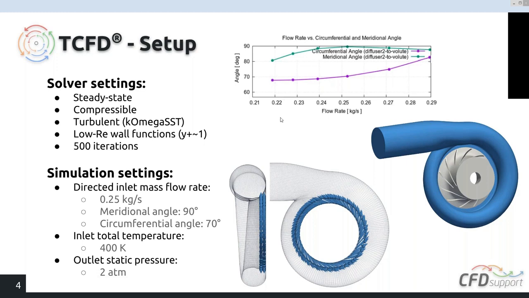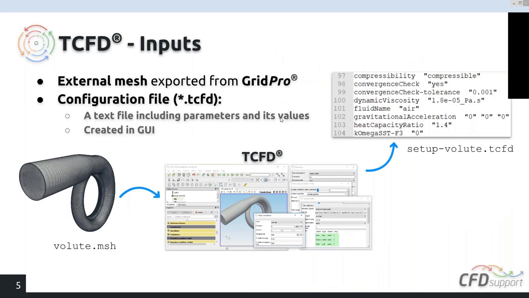So how to employ it into the process chain, into the CAESES? So from GridPro, we get the external mesh, which is exported from GridPro and generated in GridPro. And then we need to create some template configuration file, which is then put into CAESES and is used for any other simulation. So it is basically a text file, including all parameters and its values for the TCFD setup. And it can be simply created in the graphical user interface. So to just prepare the templated setup, we take the volute from GridPro, preset the TCFD simulation, save the configuration file, and then we put it into CAESES and it can be run in the optimization loop to simulate the whole workflow.